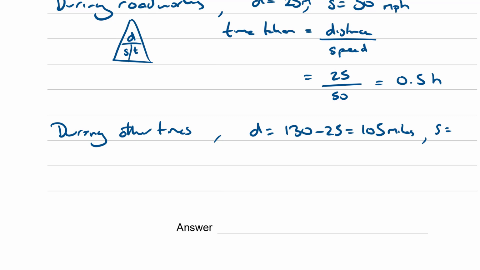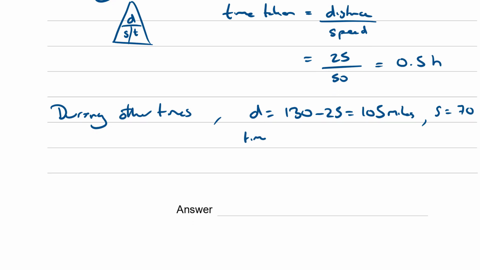So speed equals 70. Now again, time taken is going to be distance over speed, which is 105 divided by 70. Now trying to cancel this down, 105 is actually in the 7 times table, so we can divide the top and bottom by 7. 7 goes into 105 15 times, so that's 15 over 10, and then that's 1.5, isn't it? So it takes 1.5 hours.